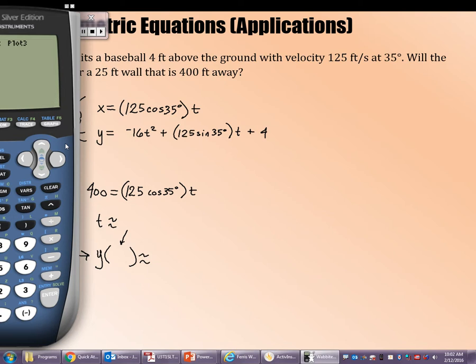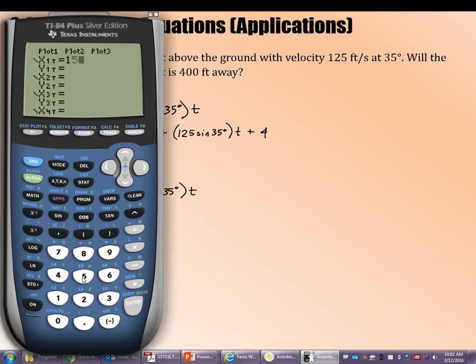Let's see here. 125 cosine of 35 times t. All right. Negative 16t squared. You try and use the giant calculator, you'll see. Plus 125 sine of 35 times t plus 4.